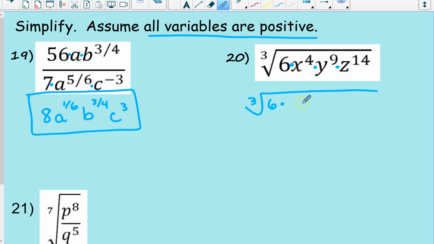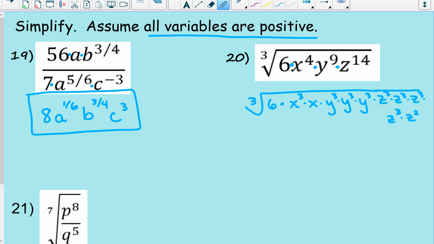You can think this. You don't necessarily have to write it, but x to the 4th is x cubed times x, so there's a perfect cube. y to the 9th is y cubed times y cubed times y cubed, so there's 3 perfect cubes. And z to the 14th is z cubed times z cubed times z cubed times z cubed times z squared.